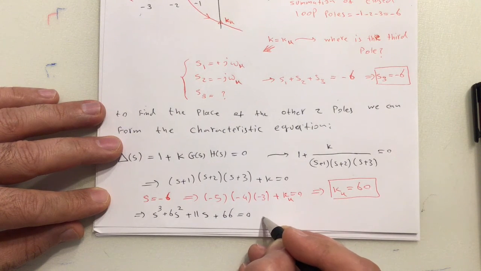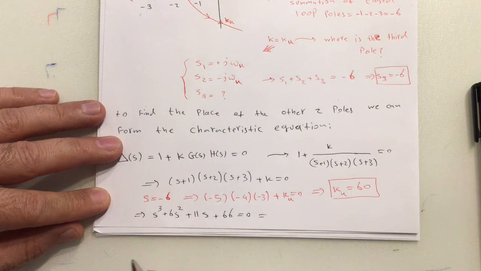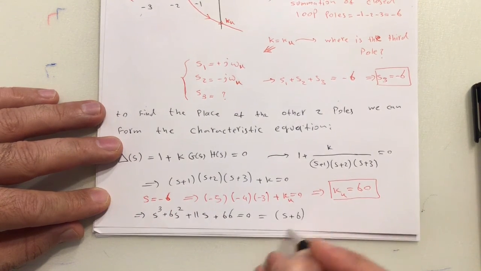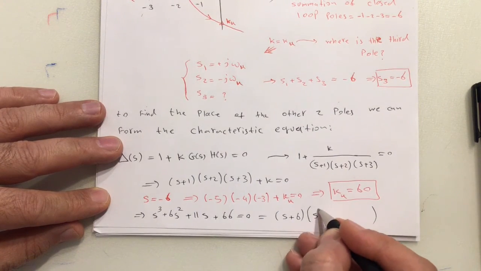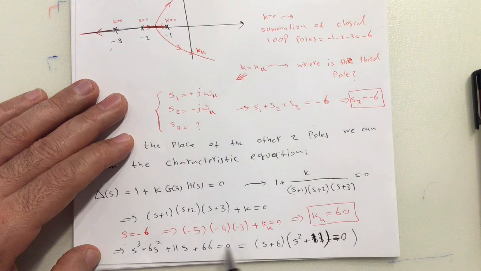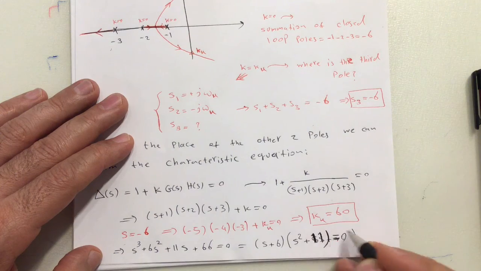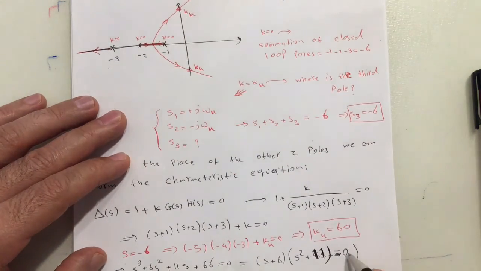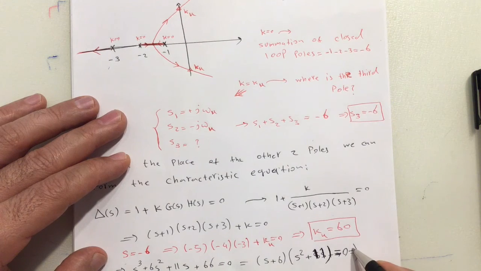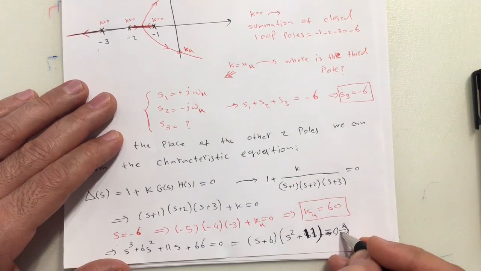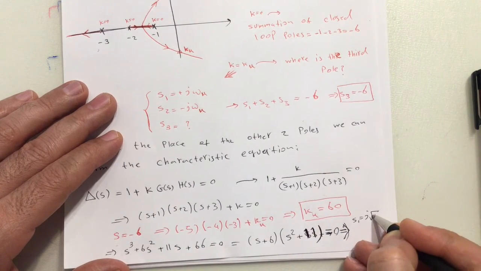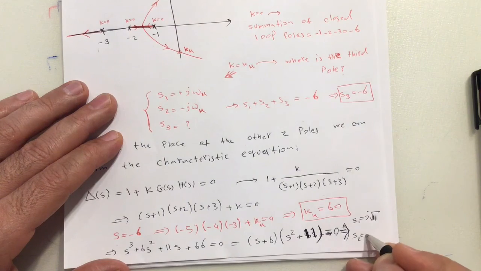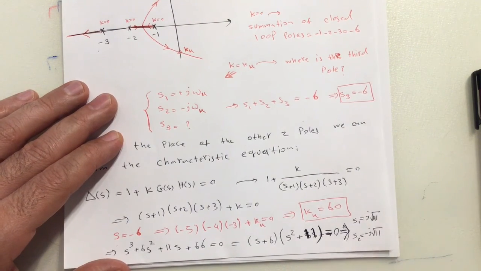And if we divide this polynomial by s plus 6, we would get s squared plus 11, which means that the other two poles are the roots of this polynomial, which means that s1 is j square root of 11, and s2 is minus j square root of 11.